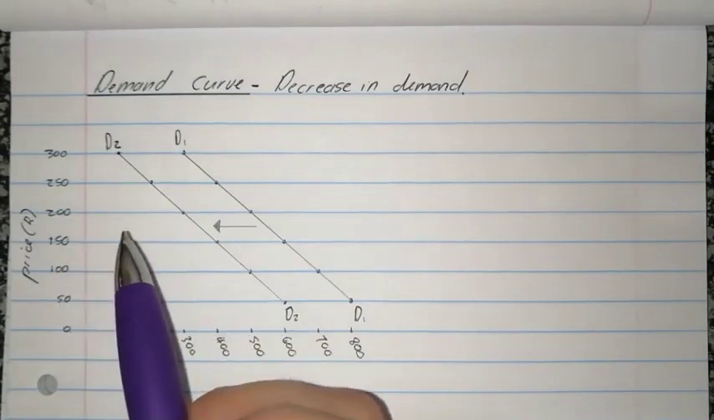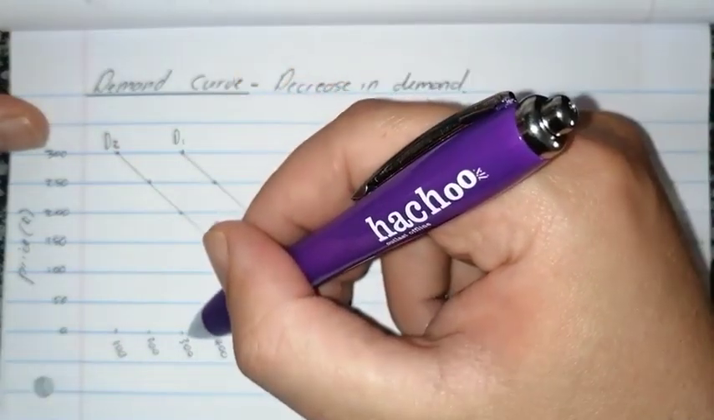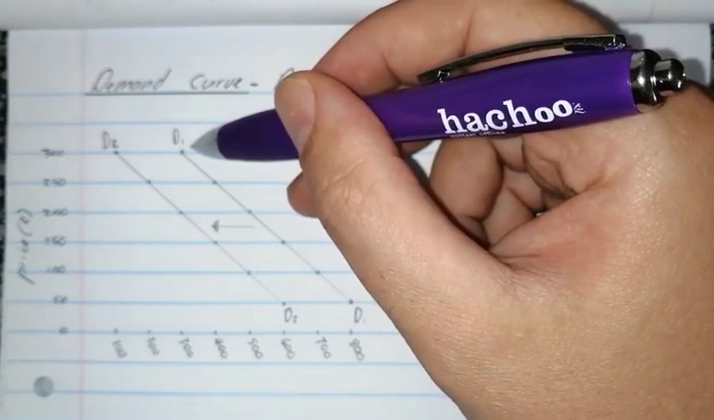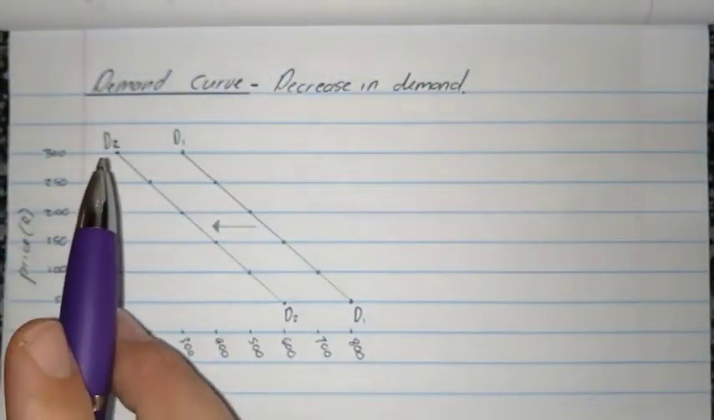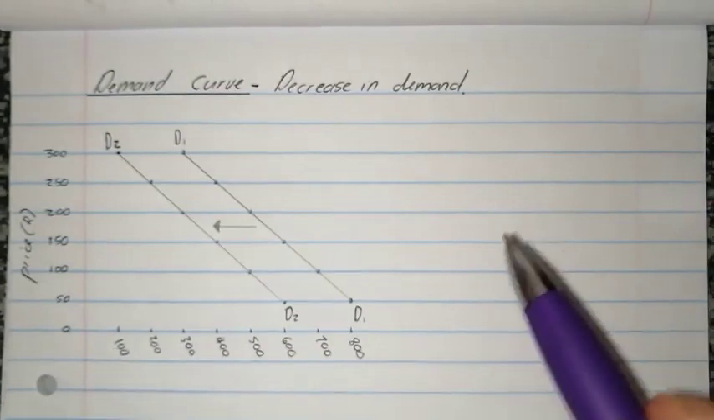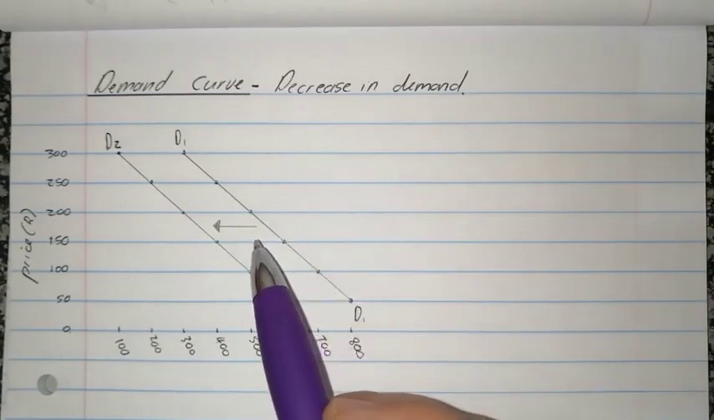So let's say a product costs 300 rand. Originally, the demand for that product was 300 units, but now because the income level of people decreased to D2, the quantity demanded decreases to 100. Guys, a decrease in demand is represented by a shift left in the demand curve.